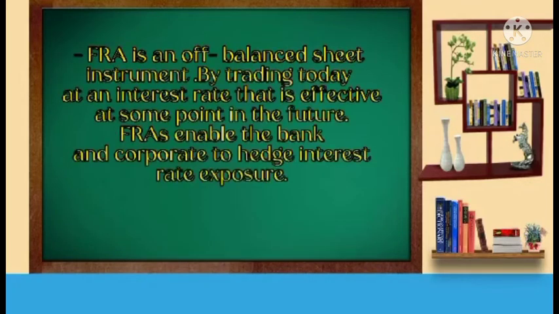An FRA is an off-balance sheet instrument, trading today at an interest rate that is effective at some point in the future. FRAs enable banks and corporates to hedge interest rate exposure. When we say off-balance sheet, this is a term for assets and liabilities that do not appear on the company's balance sheet. Although not recorded on the balance sheet, they are still assets and liabilities of the companies.